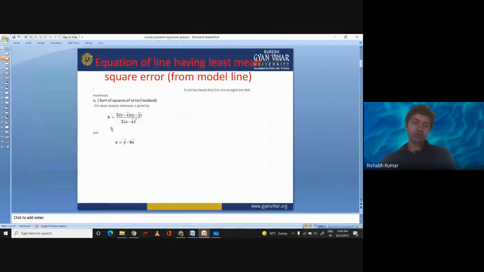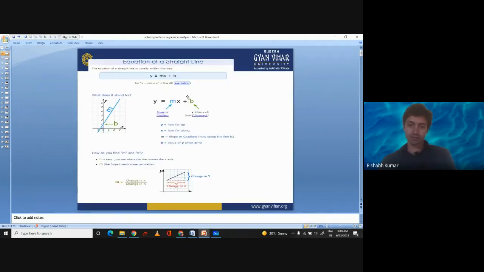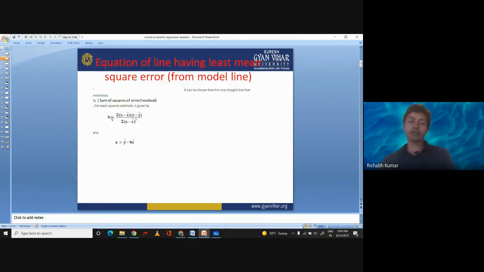Okay, so what is this b here? This b is the slope. Not the intercept, here b would be your slope. This b will be equal to the slope in this line. This is the equation for a straight line. So here we have a equal to y bar minus b x bar. Okay, so here b is the slope.